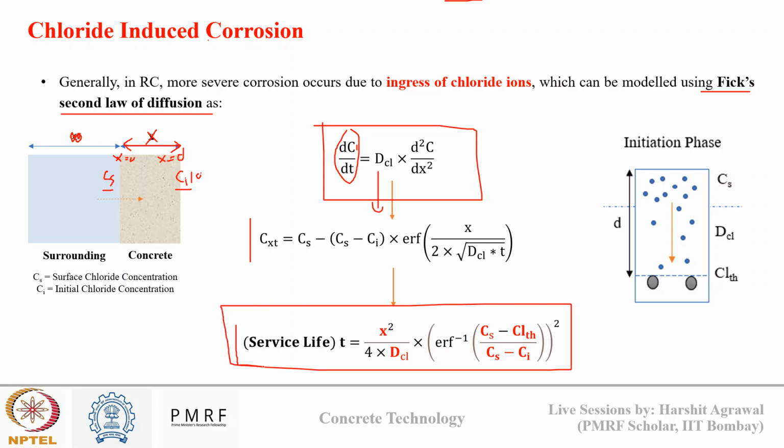This will help us relate the time it will take for chloride ions to move through the cover depth d, or we can say x, knowing the surface chloride concentration, the initial chloride concentration in concrete, and the critical threshold. Based on this, we can also estimate the DCl coefficient by experimentally determining it in the lab.